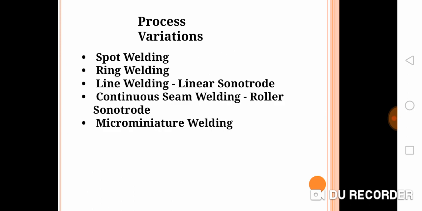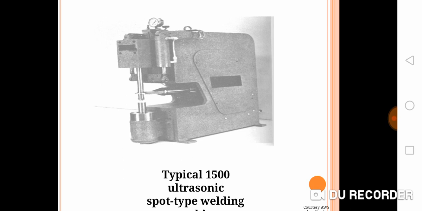Now, the variants of the process: you can perform different types of welding, namely spot welding, ring welding, line welding, continuous seam welding, and micro miniature welding, among which spot welding, line welding, and continuous seam welding are very popular in practical applications. These are the variations of the process. Now this is a typical machine used for spot welding.